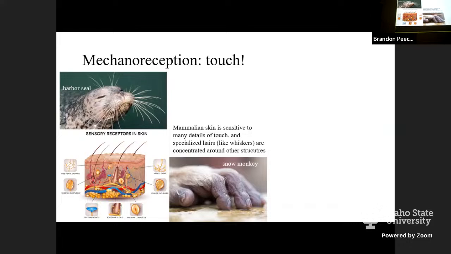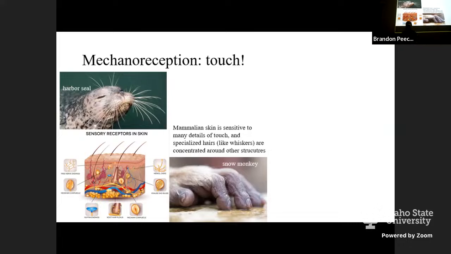Even a turtle, if you scratch a turtle shell, can feel that. But it's definitely not the same level of sensation diversity and sensitivity as mammals have. So here's a snow monkey's hand. It's just like your hand. You guys might remember, right? The fingernails and the finger pads.